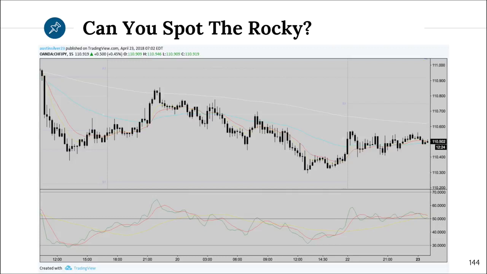First question, can you spot the rocky formation that would signal to us a possible continuation of the downtrend in this photo? Question number 1. In this first example, I want you to try your best to identify any rocky formation that you see would potentially set up a trade. Screenshot it, do what you need to do. I'll give you 3, 2, 1.